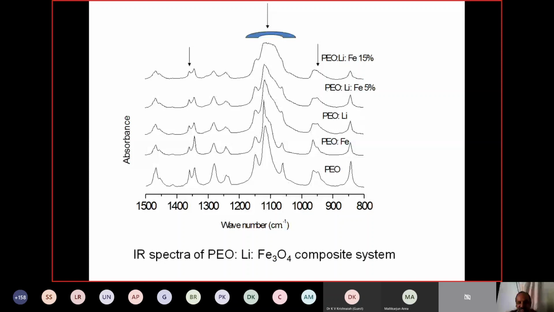structural change that is taking place. That means some sort of coordination is taking place, and some sort of network is forming within that. So because of this network, what's happening? It's disrupting the structure of the polymer PEO. Changing structure means what? It automatically changes the crystal nature. Decreasing crystal nature automatically increases the amorphous phase.